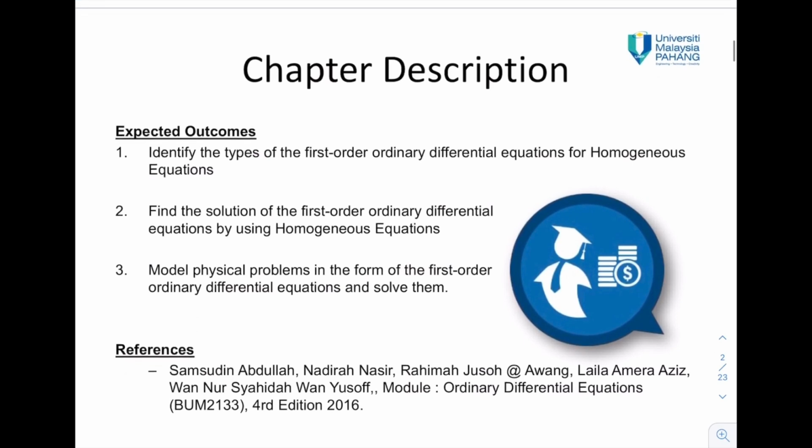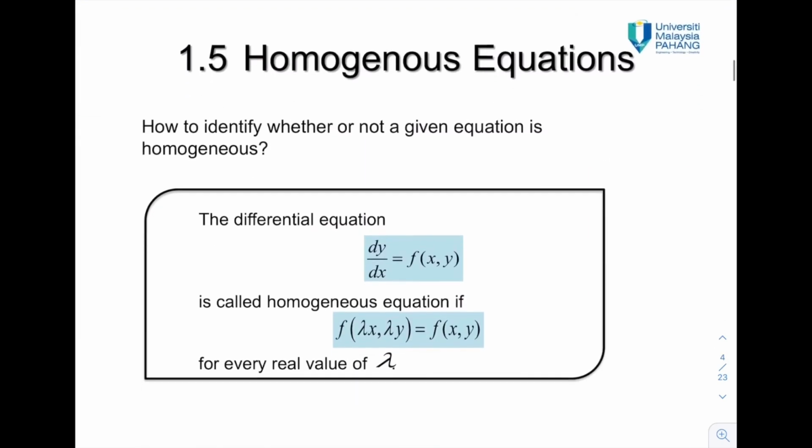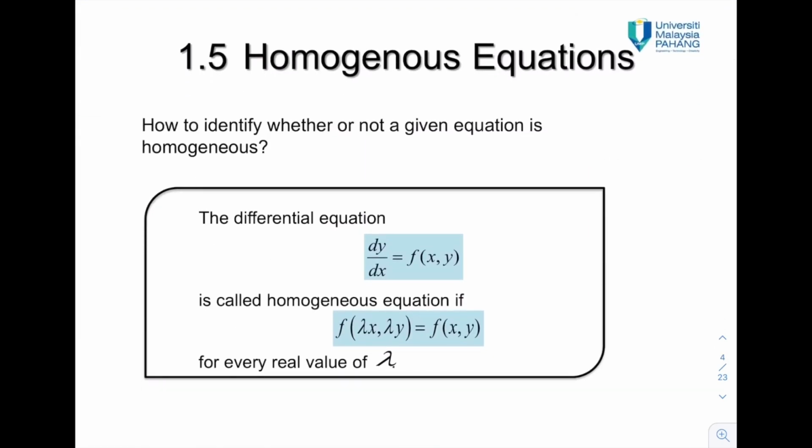Okay, first thing maybe I explain about the expected outcome. First, you have to know how to identify the type of first order ODE, for homogeneous equation. Is it suitable to choose the method? And next, find the solution for the first order ODE by using the method. Before we go to the steps of the method, we should know how to identify whether or not the given equation is homogeneous.